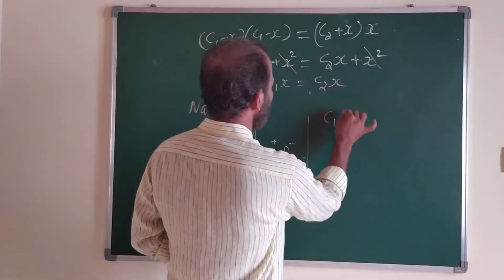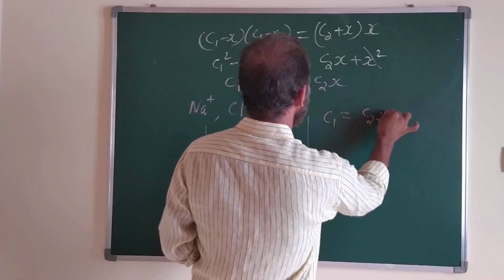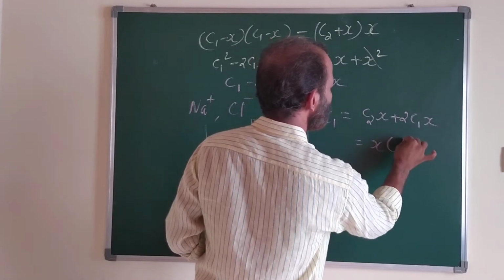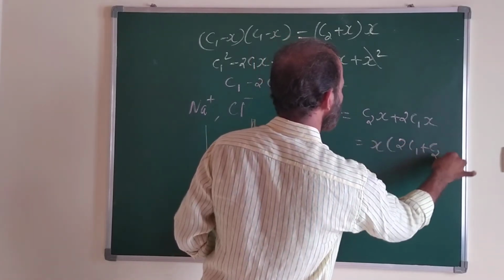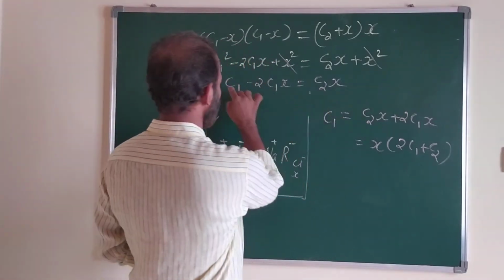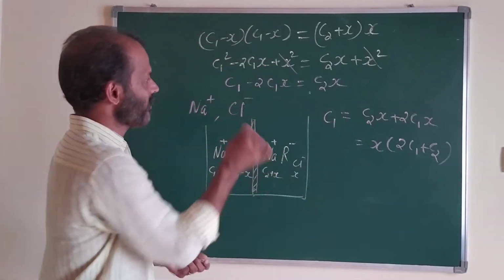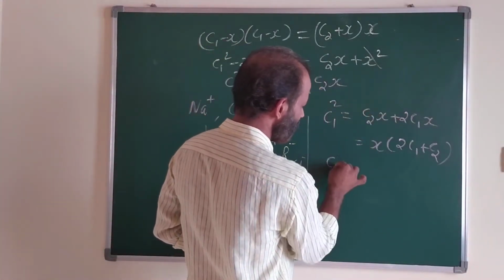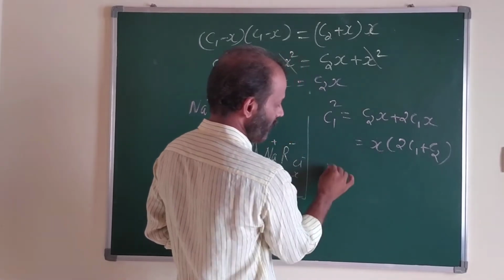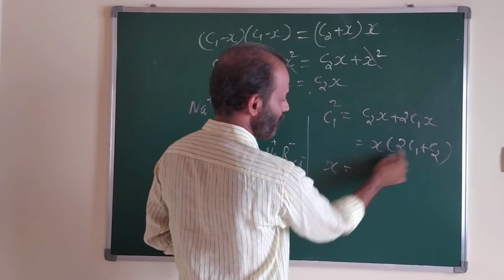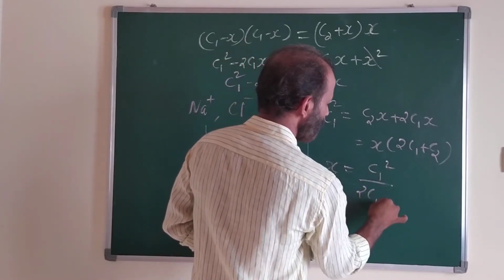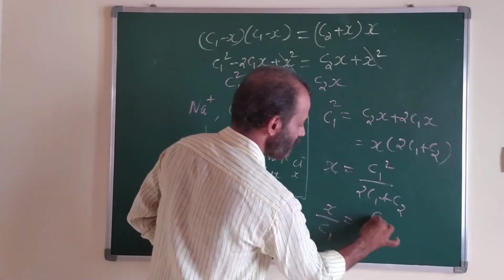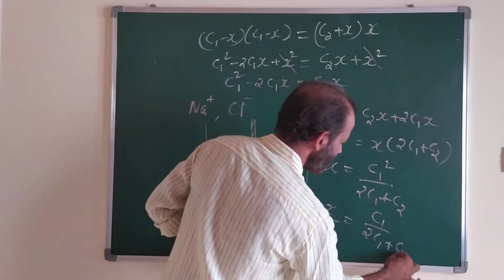Then C1 is equal to C2x plus 2C1x. This is equal to x into (2C1 plus C2). Alright? Sorry, it's a mistake: C1 square here, and here also C1 square. So what is x? x is equal to C1 square divided by (2C1 plus C2). Or x divided by C1 is equal to C1 divided by (2C1 plus C2).